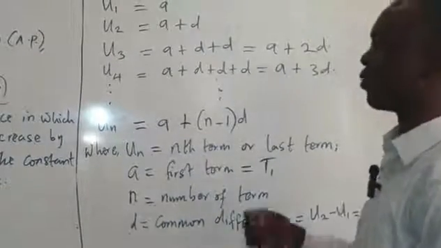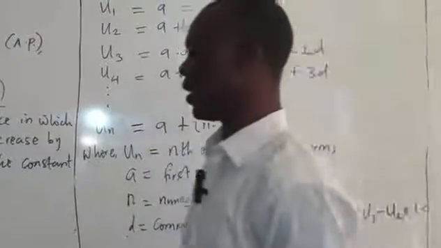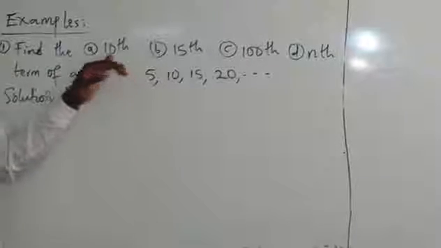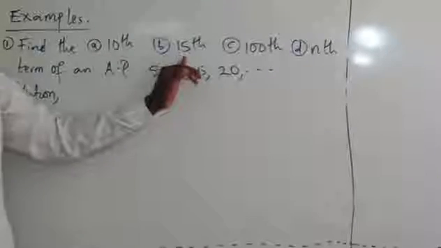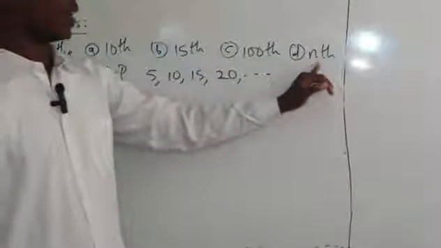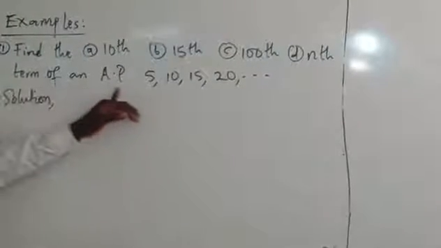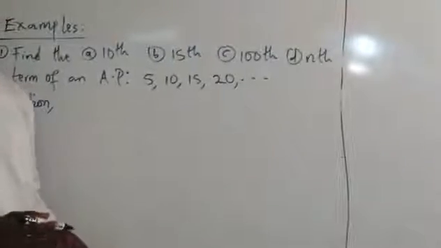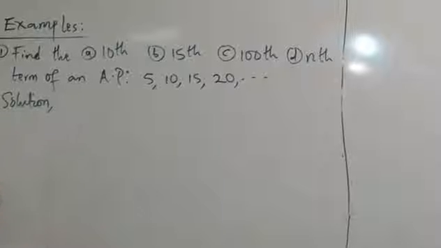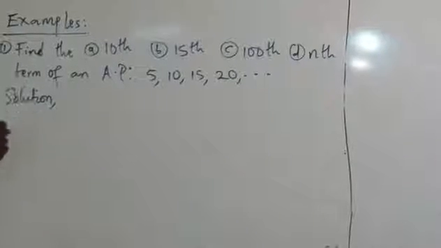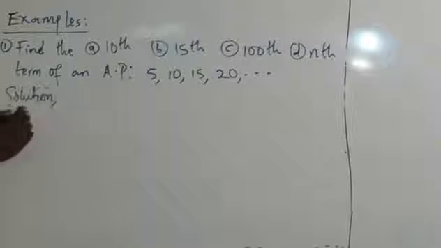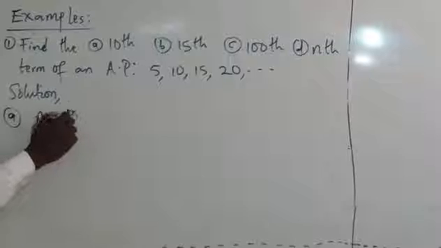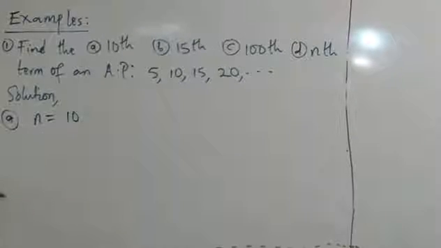That is the example of how to find the nth term of an AP. So example 1 says, find the A, 10th, B, 15th, C, 100th, and D, nth term of an AP, 5, 10, 15, 20, and so on. So we are asked to find the 10th term of this AP. So we start with question A. So find the 10th term. It means the number of terms we are looking for, n, is equal to 10.